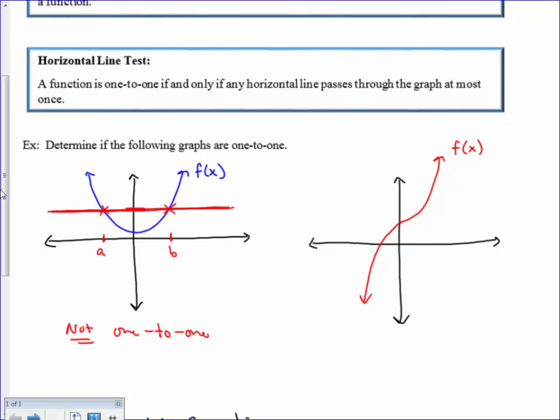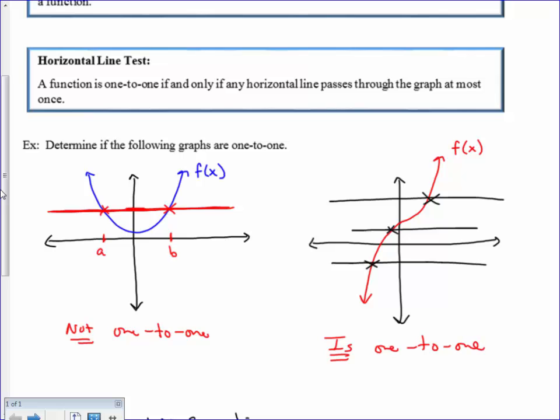So not one-to-one. The next example over, if we draw a horizontal line, it crosses once. Any horizontal line that we draw would only cross once. So this function is one-to-one.